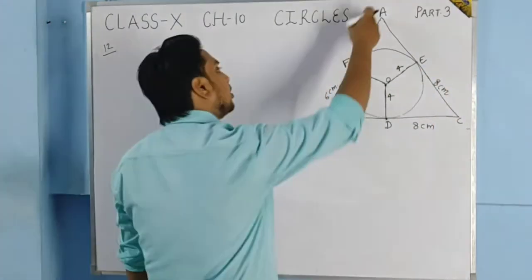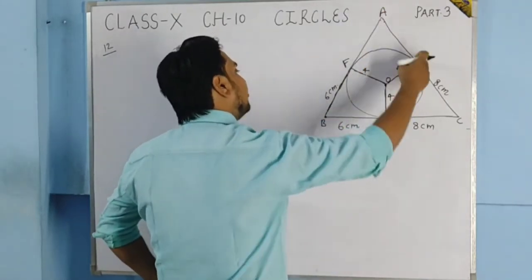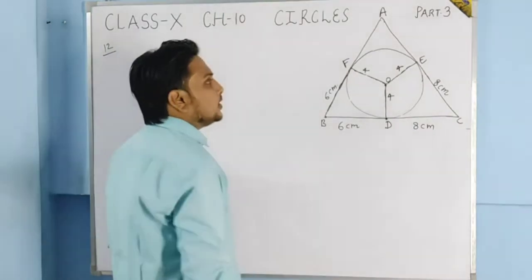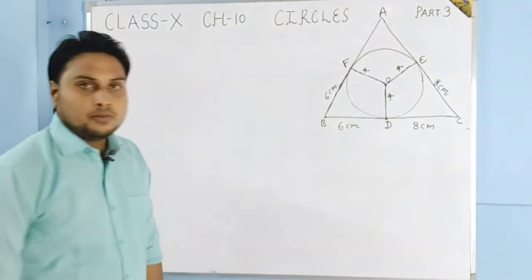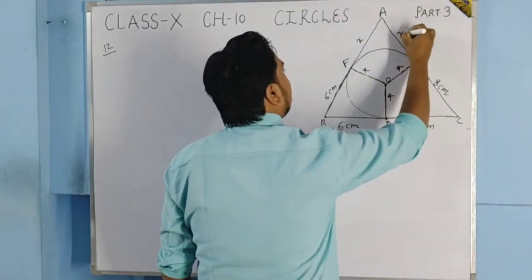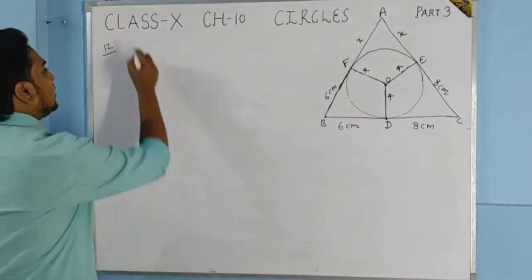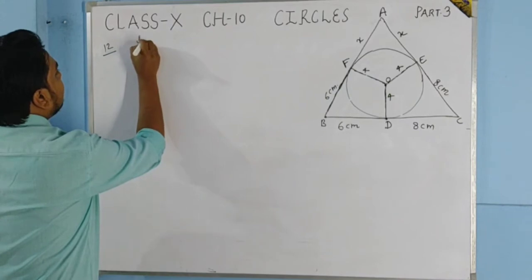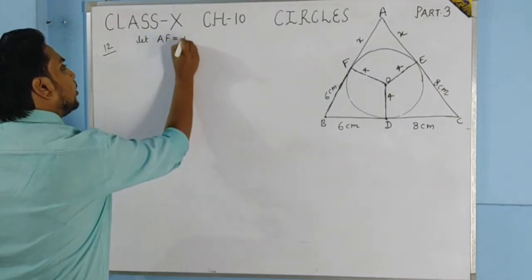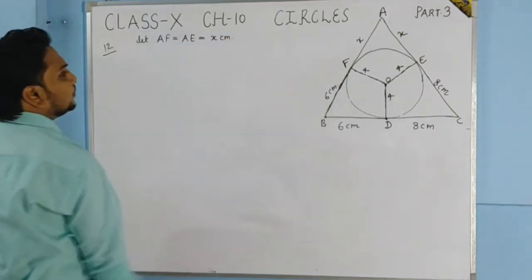Now what about AF and AE? The lengths of AF and AE will be equal, from the property of the lengths of tangents. But how much? We can't say. So let us suppose that it is equal to X centimeter. So here we will write: let AF is equal to AE is equal to X centimeter.